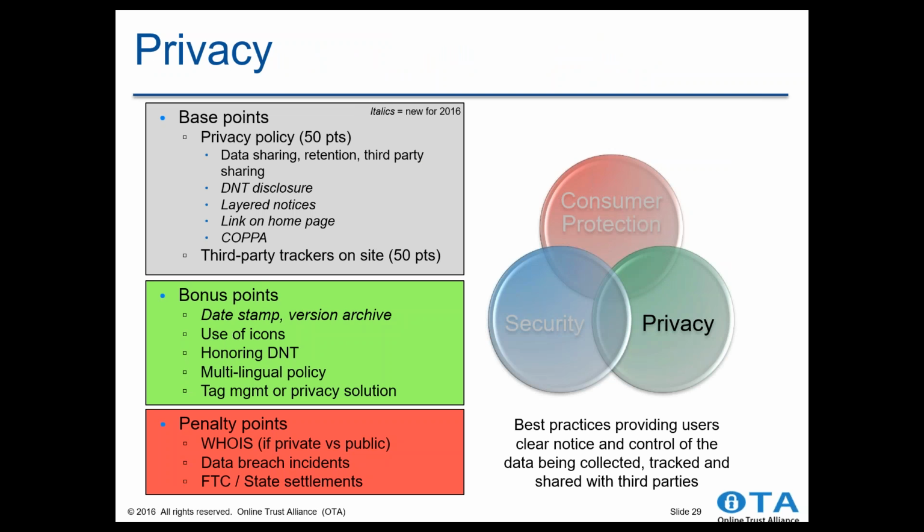So I'm going to jump to privacy real quick. Privacy is the third category, as we mentioned, the third leg of the stool, so to speak. And we look at the base points of 100 points broken into two areas. 50 points are basically on the privacy policy, what it says, how clear and delineated it is, and then 50 points on what's actually happening on the site.